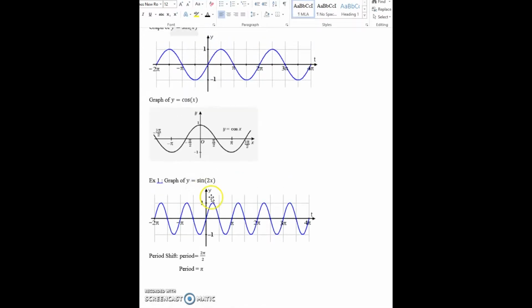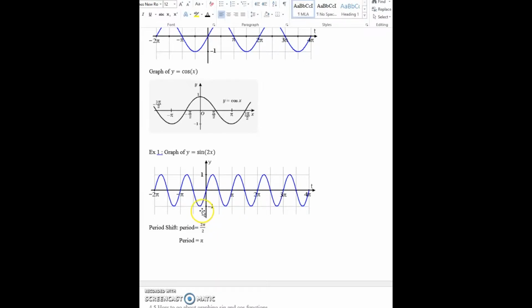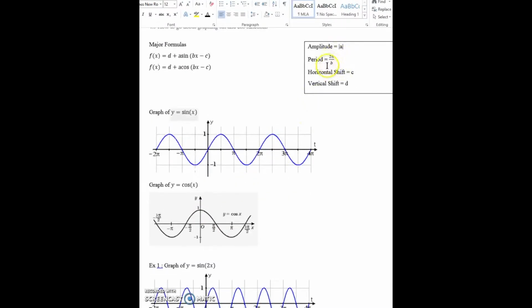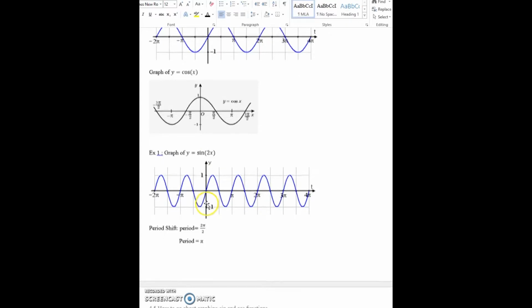Example 1 is how you would go about graphing a sine graph with a period shift. Refer back to the main tools we saw in the box at the top, right here, and notice that b in this equation is 2. This means that if we plug 2 into the equation 2 pi over b, we would get pi as our answer. And this also means that the wavelength of the graph will end pi units away from the last on the x-axis.